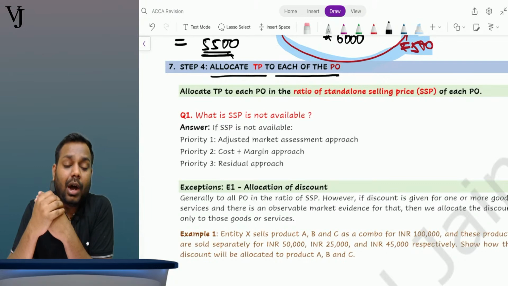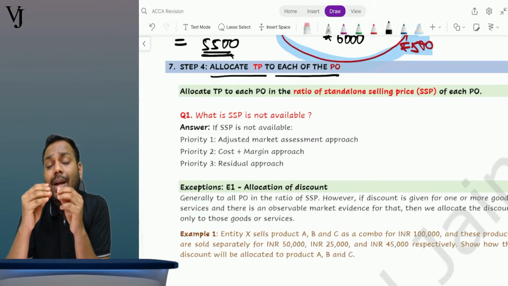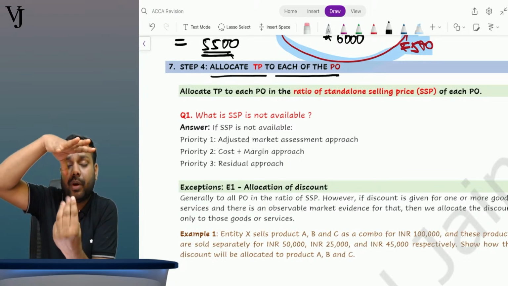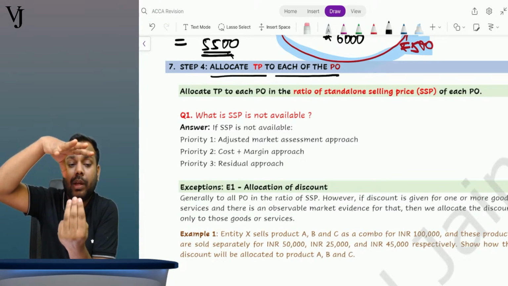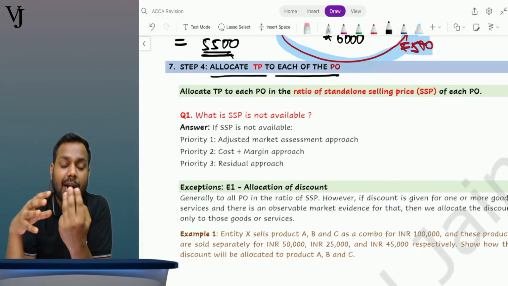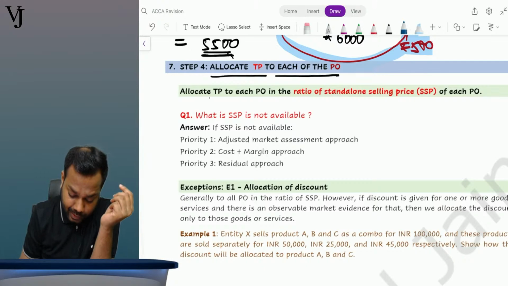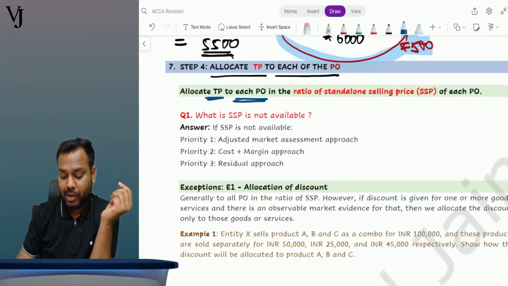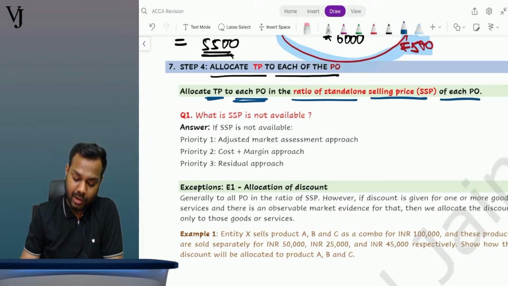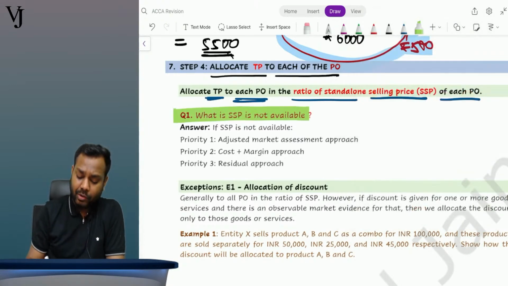Now, how will I do that? I will allocate the transaction price to each of the performance obligations in the ratio of the standalone selling price of each performance obligation. Now there is another question coming up: what if the standalone selling price is not available?